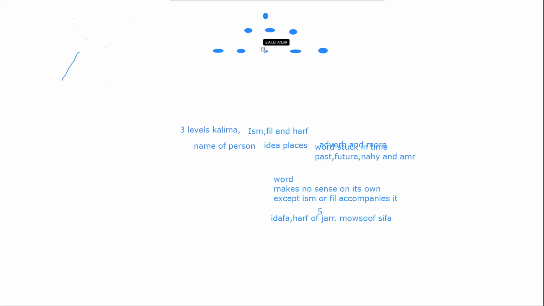So now that we have seen those five midfielders, let's look at the strikers. The last level, sentences, jumla. How many did we say there are? Jumla. How many are they and what are they?